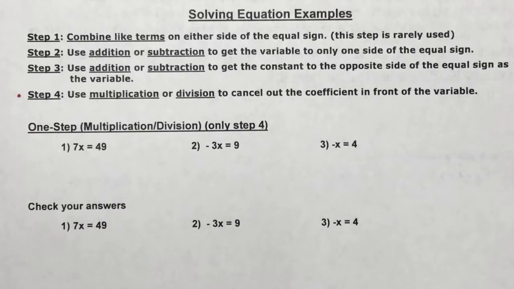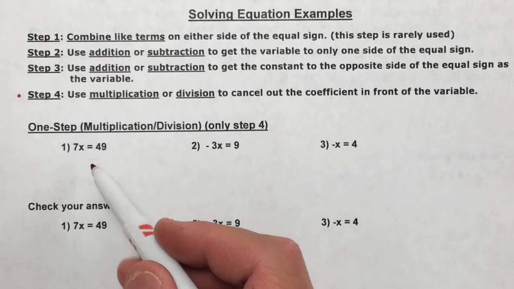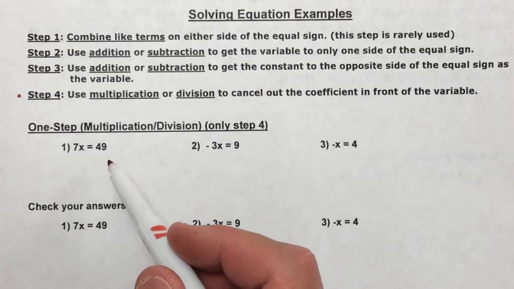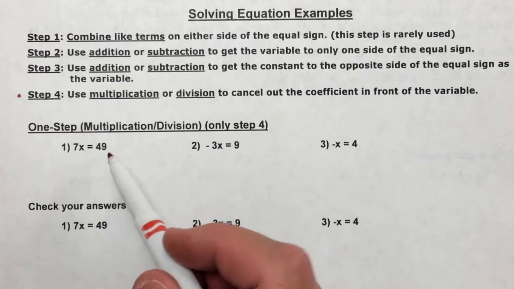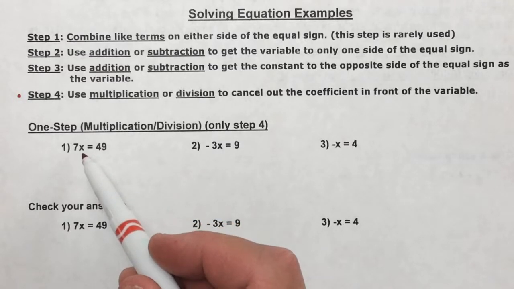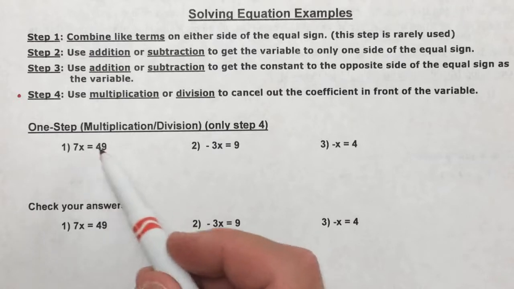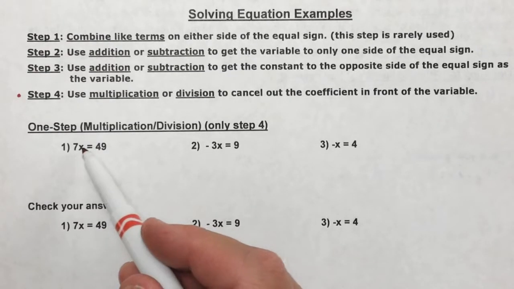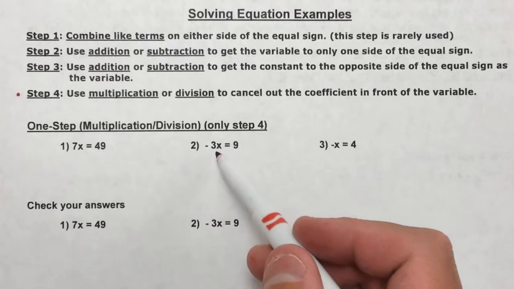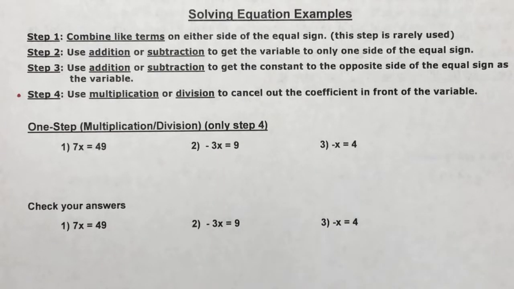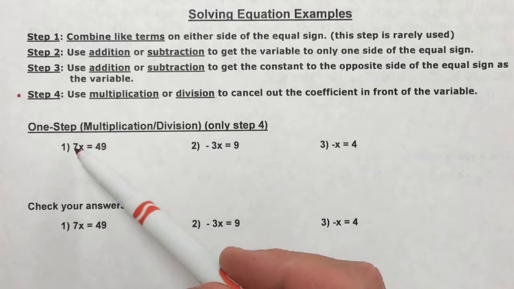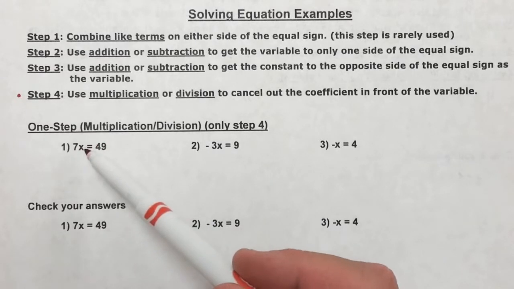Looking at number 1, I have 7 times x equals 49. Whenever you're trying to solve an equation, your goal is to figure out what number can I plug into this variable to make the left side and the right side balance out. So what times 7 will equal 49, or what times negative 3 would equal 9, and so on and so forth. To cancel out whenever you're multiplying a number by the variable, you do the opposite of what you're actually doing to the problem.